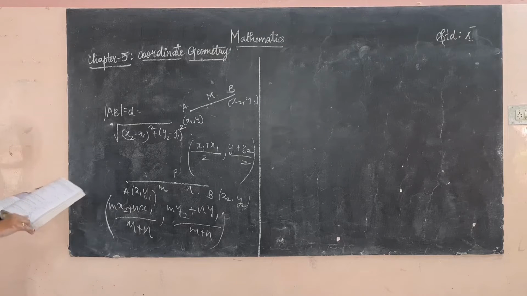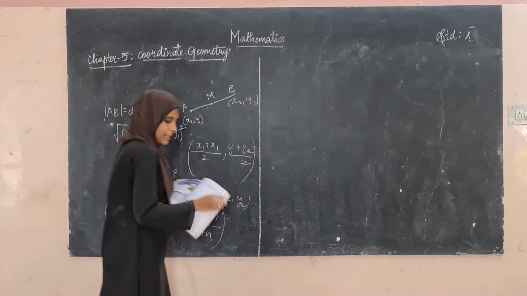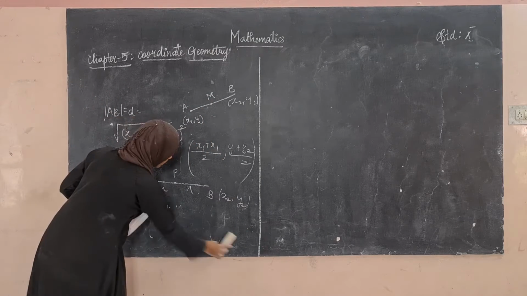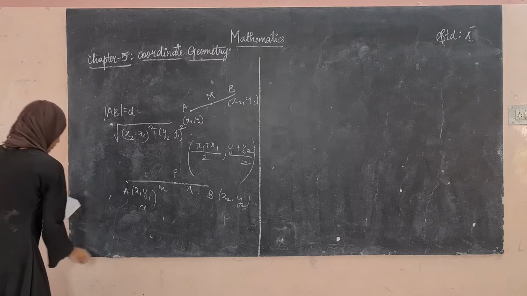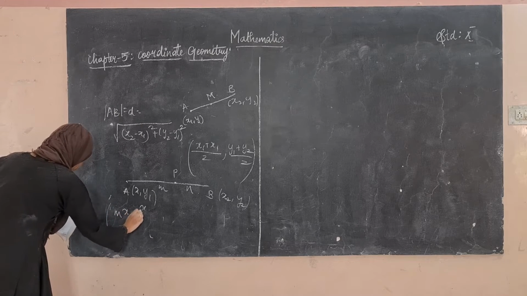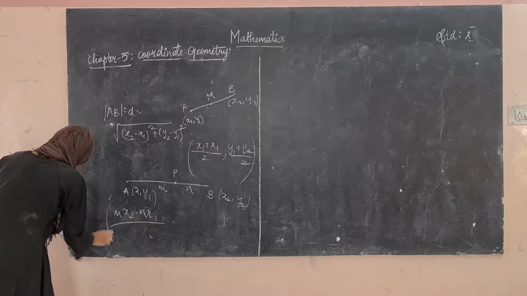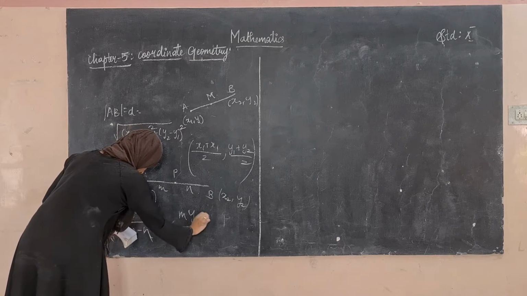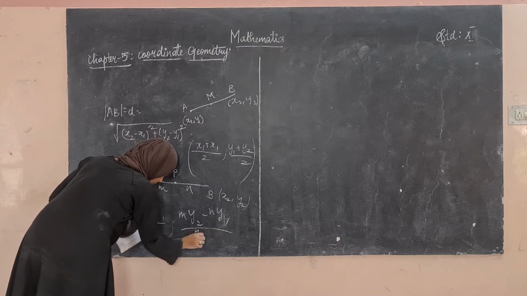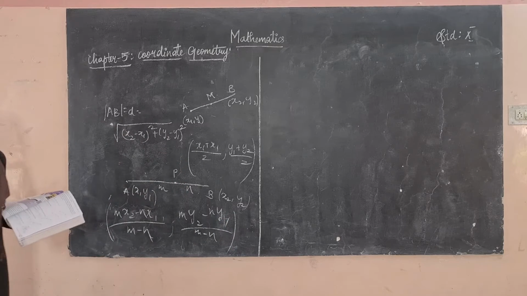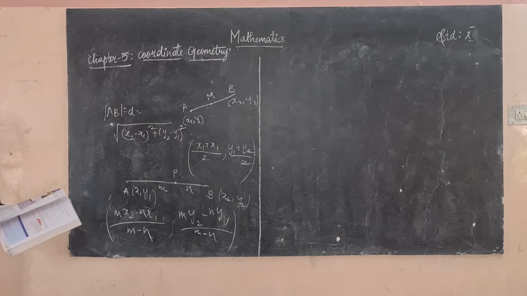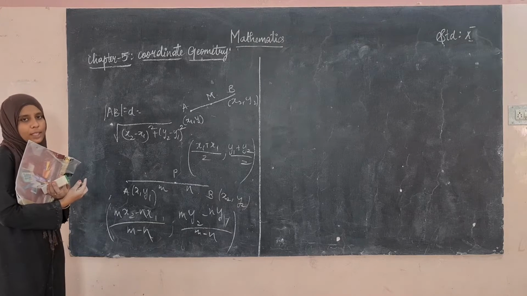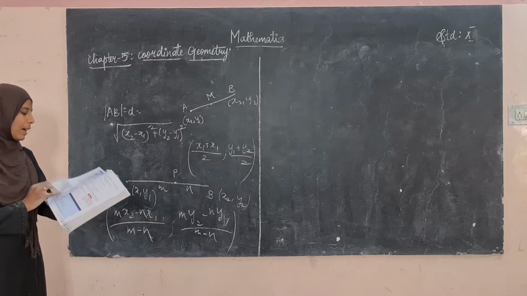When the point divides the line externally, the formula is M into x2 minus N into x1 divided by M minus N, comma M into y2 minus N into y1 divided by M minus N. That is when the point divides the line externally. And the formula for finding the centroid of the triangle is x1 plus x2 plus x3 divided by 3, comma y1 plus y2 plus y3 divided by 3.